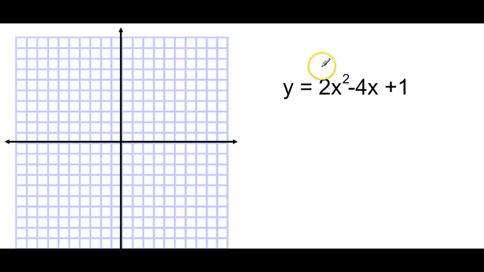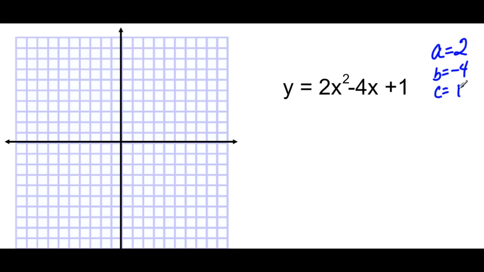Make sure that your equation is in standard form. I would like for you to, over to the side, write down your a value, your b value, and your c value. Now, we're not using the c value, but let's get in the habit of writing that down. So 2, -4, and 1.